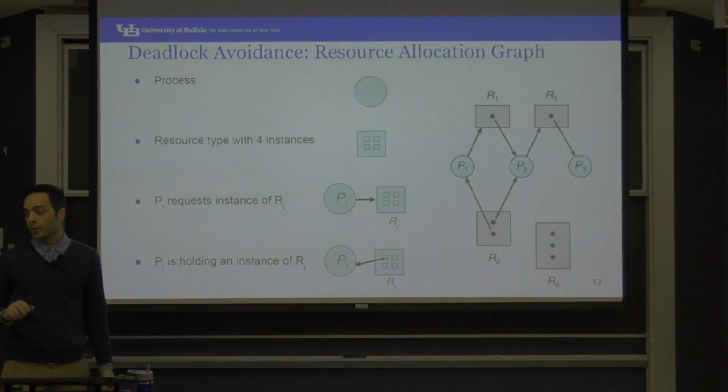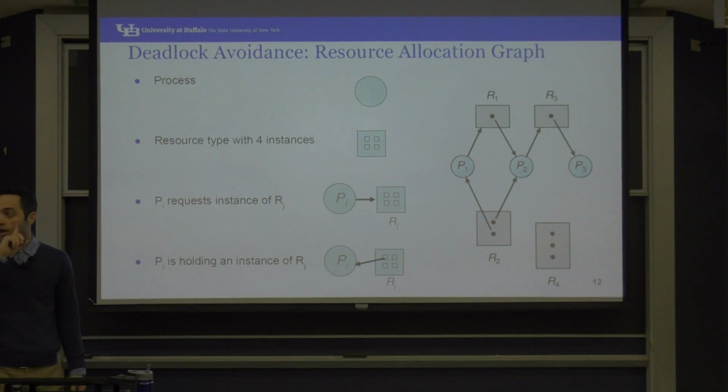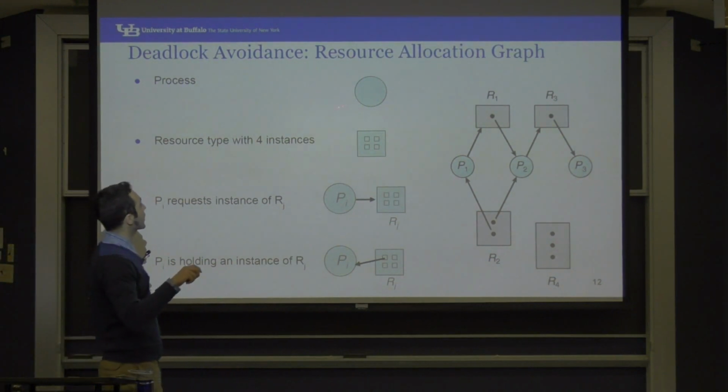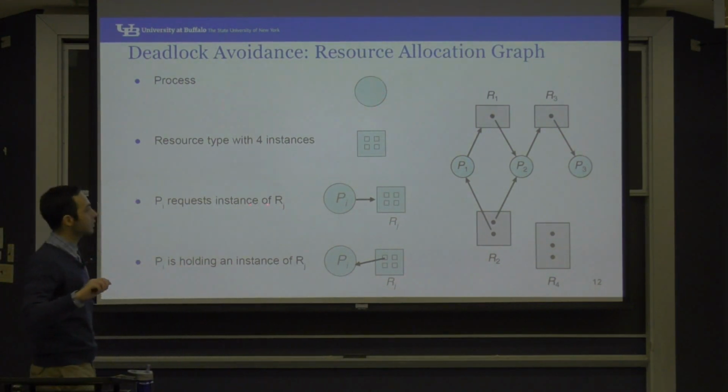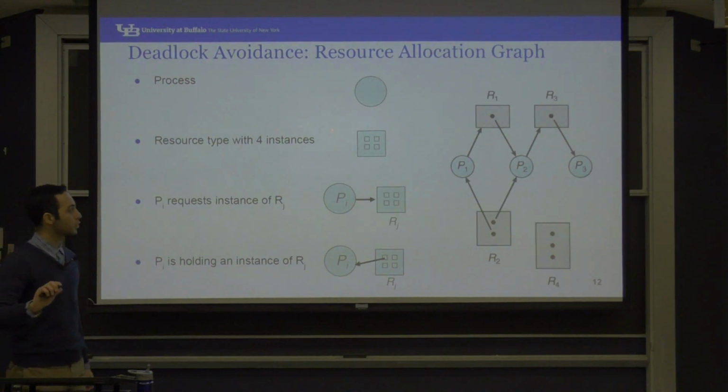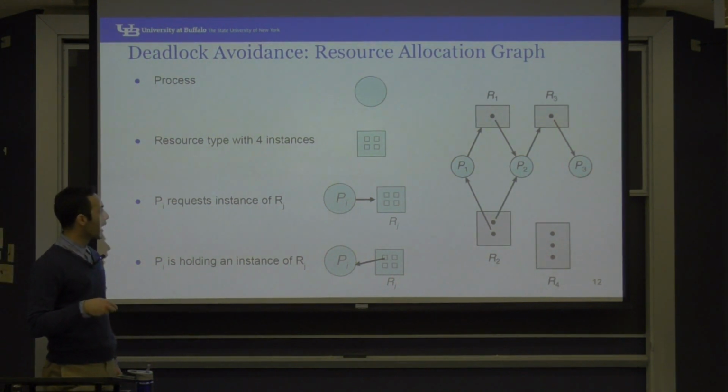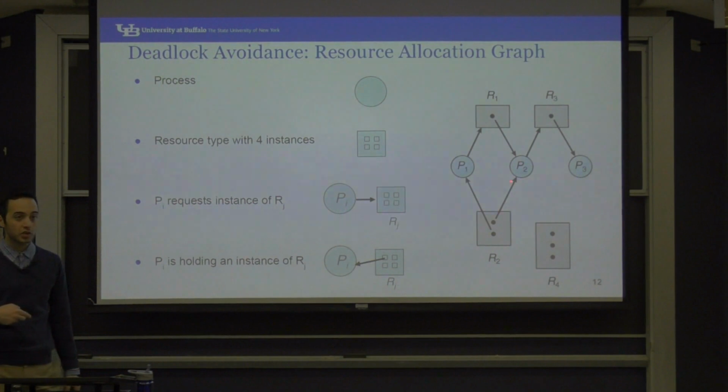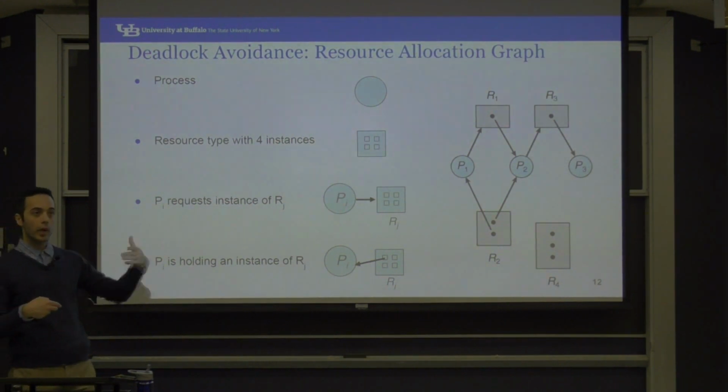Alright? So now, let's take a look at the resource allocation graph. Last session we talked about this. We showed processes with circles, and resources with squares and the instances inside them. And then there was a request edge when a process is requesting or waiting for a resource.